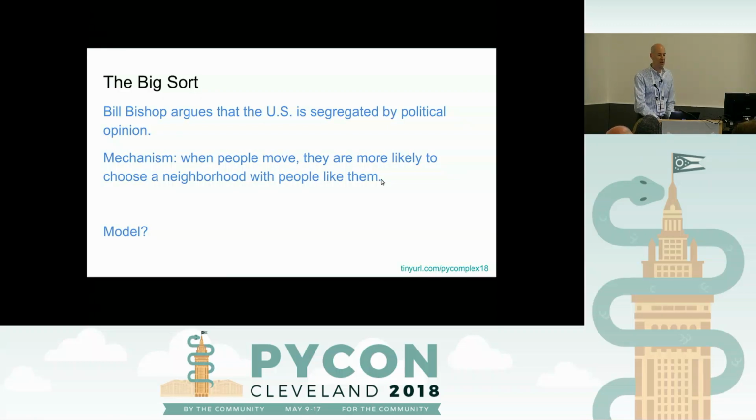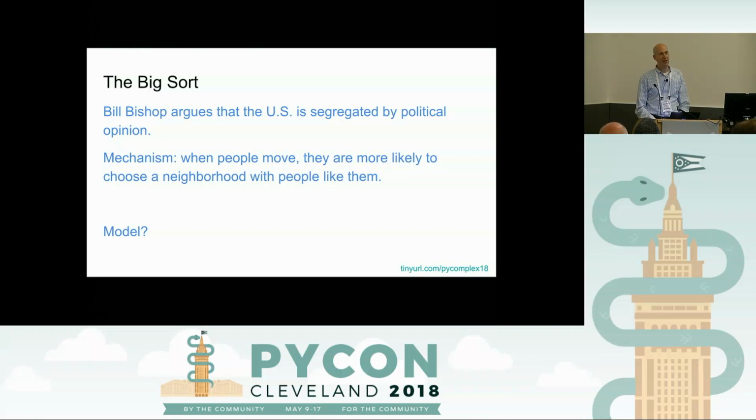One other version of this model that I want to show you, we won't code this one up, but I'll show you a solution. This is based on a book called The Big Sort. Has anybody read The Big Sort? OK. Bill Bishop made the observation that in the US, we certainly have racial segregation, but we also have political segregation, which is the tendency of people to live near neighbors who have similar political views.